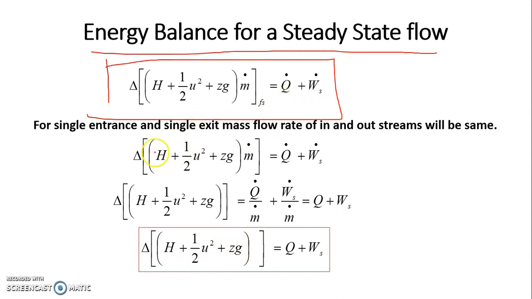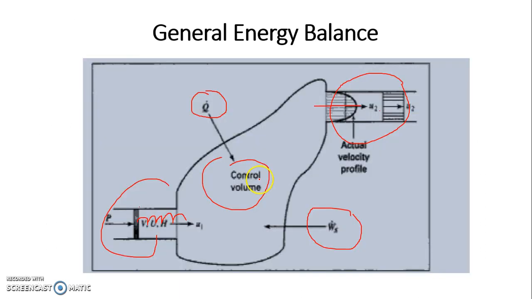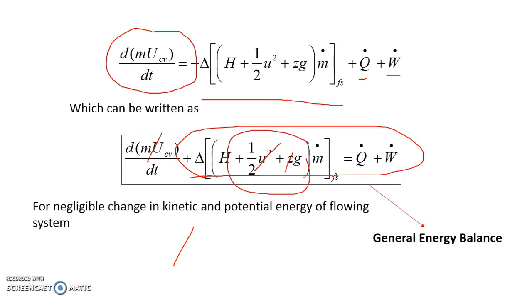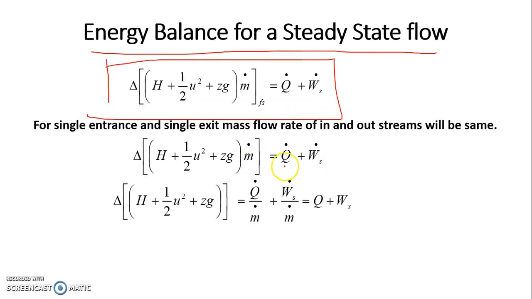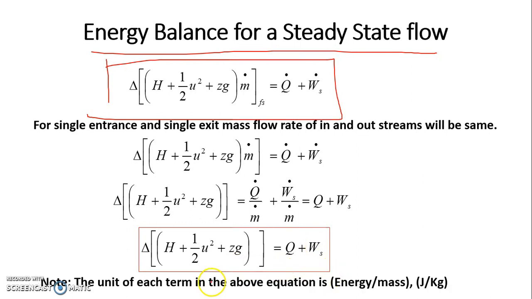However, for single entry, single exit, that is for a process like this, if it is a steady flow process, this and this would be the same, and hence I can write this as follows. I can divide this by m dot on this side, and I have every term here per kg. So enthalpy per kg, kinetic energy per kg, potential energy per kg, heat per kg and work per kg. So this becomes my generalized energy balance equation for a steady flow process in terms of per mass. The unit of each term in this equation is energy per mass.